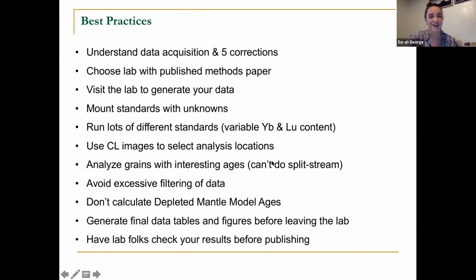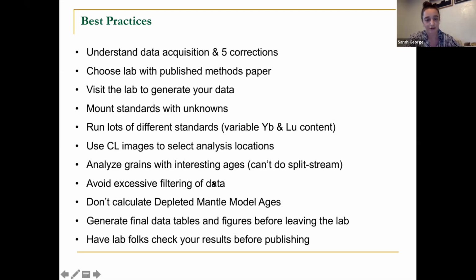Okay, so I don't want to hold this up too much. I know we're already 10 minutes over time. So with that in mind, make sure when you're doing these hafnium data sets, as George has mentioned, it's a really hard measurement to make. You need to make sure that you're going to a lab that makes these corrections appropriately and that uses standards that explore the variability in ytterbium and lutetium space. We always, in our lab, mount our standards with our unknown. We've already talked about the fractionation that you get across the tray if you mount them separately.